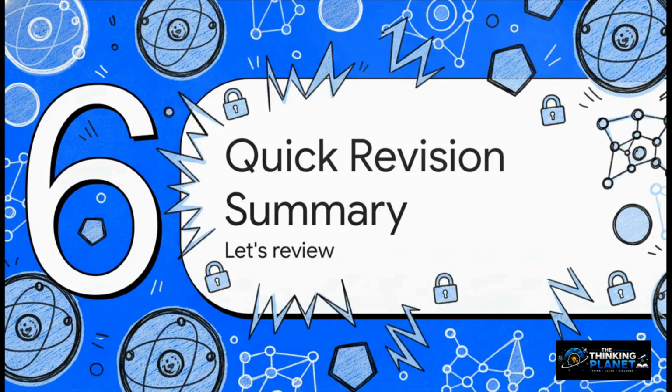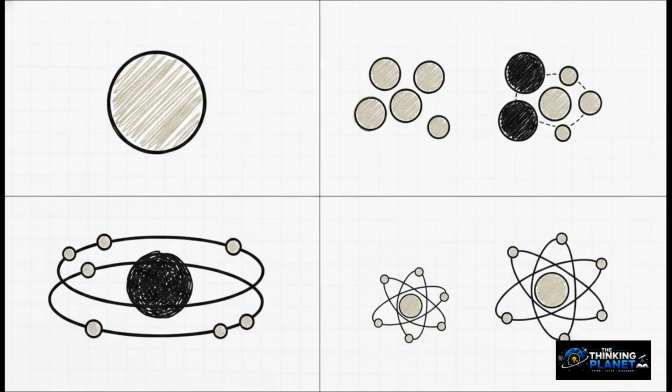Section 6. Quick Revision Summary. Let's build your ultimate exam cheat sheet to lock this all in. 1. Atoms are the absolute smallest units of matter. 2. When the exact same atoms combine, they form elements, but when different atoms combine, they form compounds.